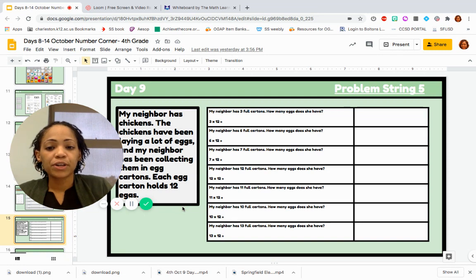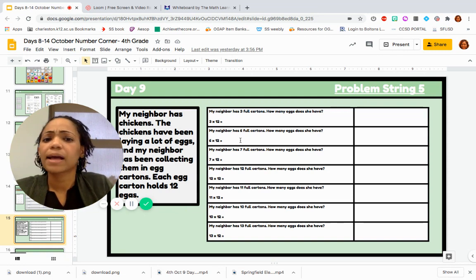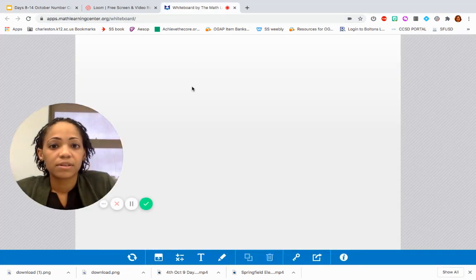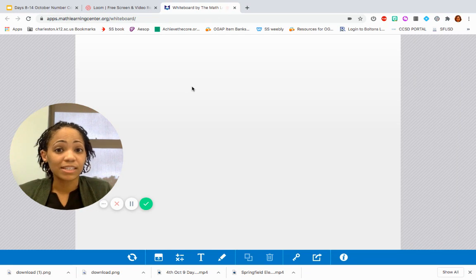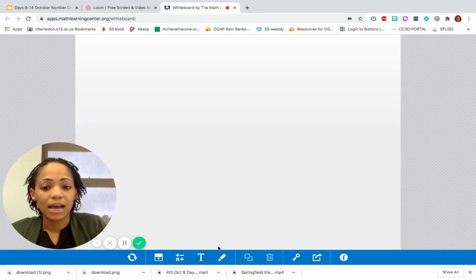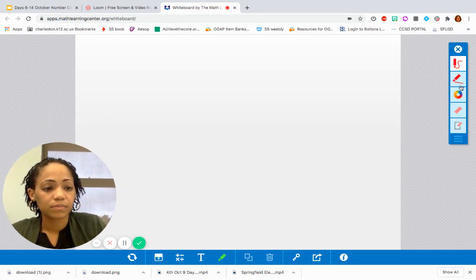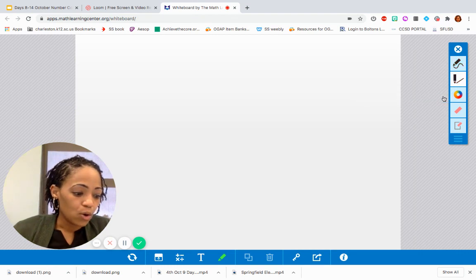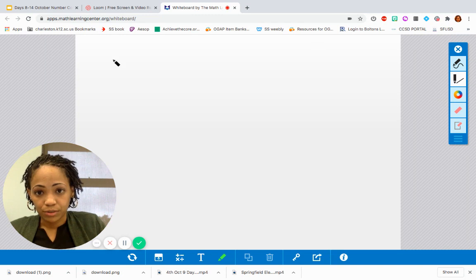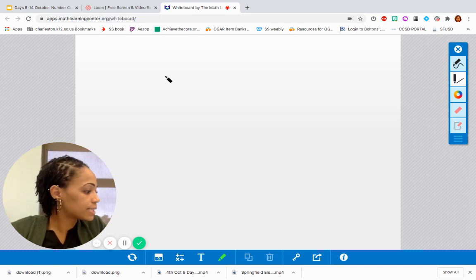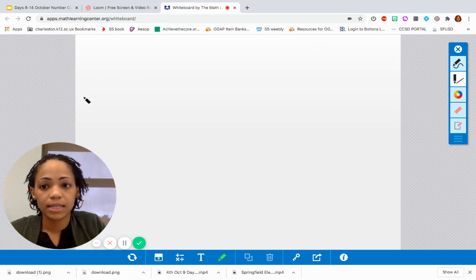All right. So the first one says that my neighbor has 3 full cartons. So how many eggs does she have? So if I have 3 full cartons and I said I want to use a ratio table, how might I draw that out? I'm going to create a horizontal ratio table. And so it might look something like this.